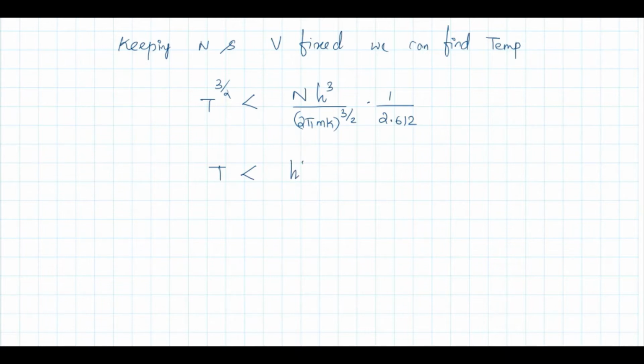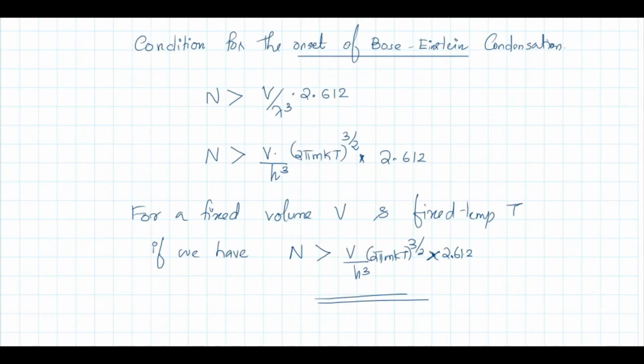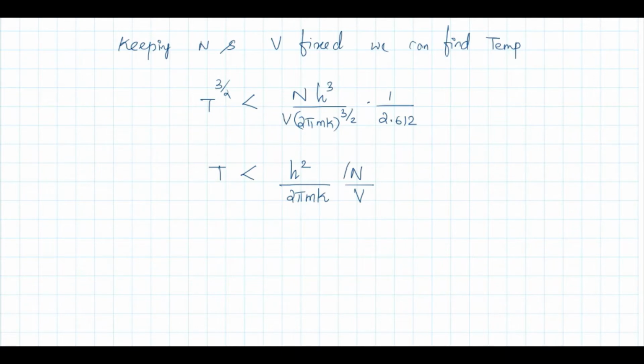So I can say that T is less than, if I write it like, h square divided by 2 pi mk, N by V. You have a V also, so that will be in the denominator. N by V raised to 2 by 3, 1 by 2.612 raised to 2 by 3. This is the condition for the onset of Bose-Einstein condensation in terms of temperature.